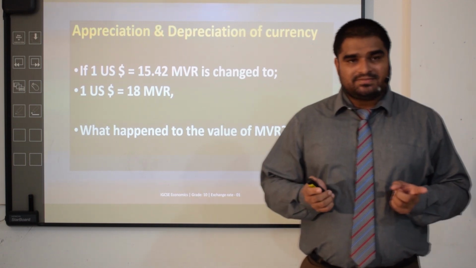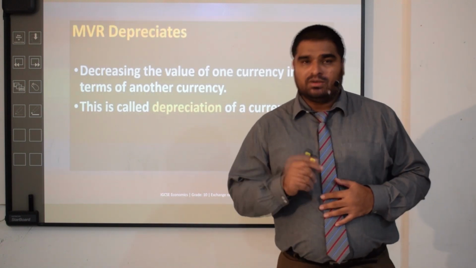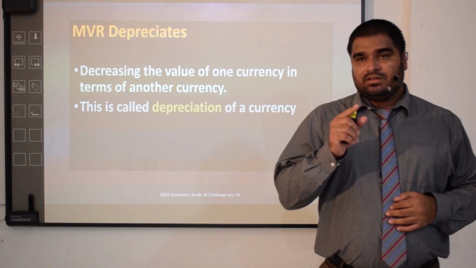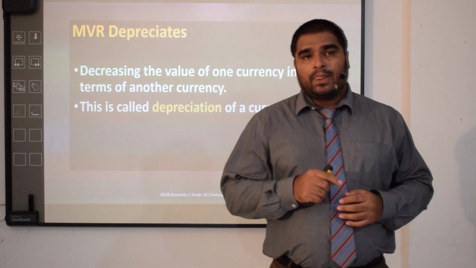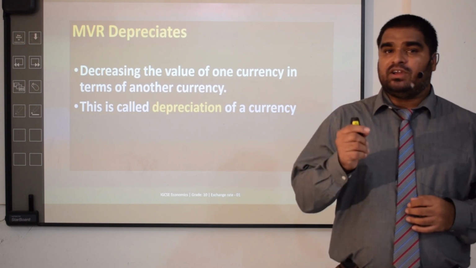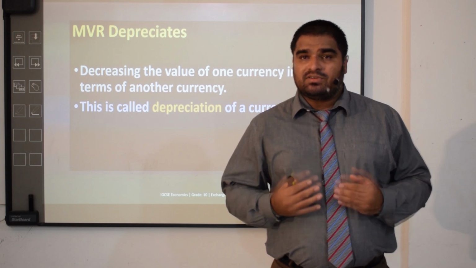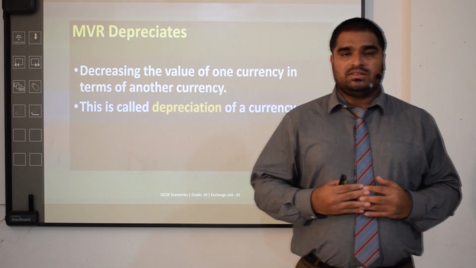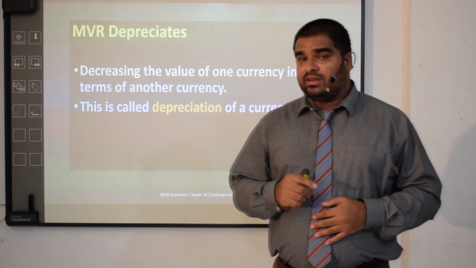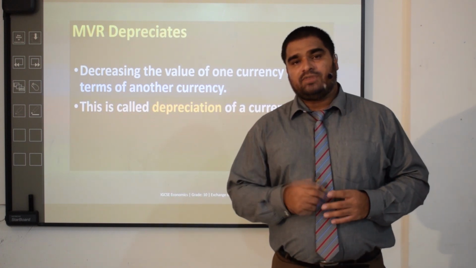just the opposite. Actually, this is called depreciation or decrease in the value of Maldivian rupiah. Because now, in order to buy $1, we have to spend 18 rupiah instead of 15.42. So that's a disadvantage to our currency. That's called depreciation of exchange rate. It can be defined as decrease in the value of one currency in terms of another currency.